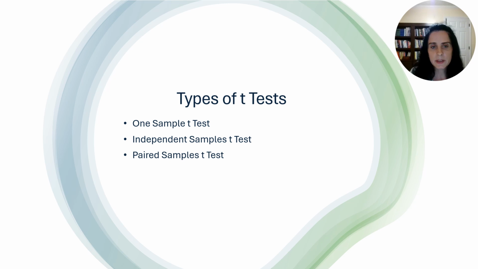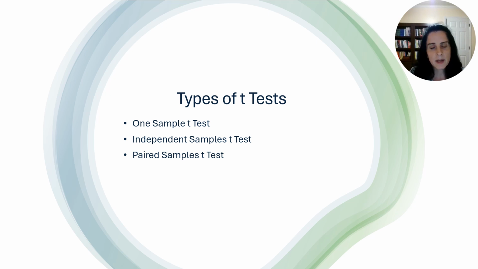A one sample t-test compares the mean of a single group to a known value or a theoretical expectation. This test is used to determine if the mean of the sample is significantly different from a specific value. For instance, comparing the average test score of a class to the national average test score.